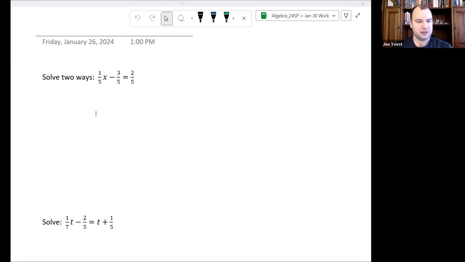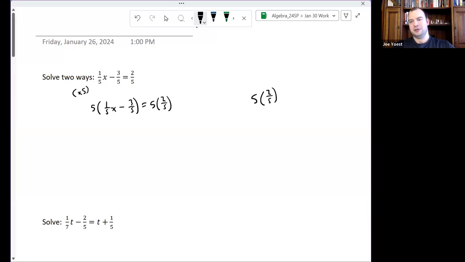There was a question in chat that just popped up. When we multiply by 5, we're just canceling the denominator and we're not multiplying the numerator by 5. Essentially, that is correct. Of course the denominators here are all 5, so we're going to multiply both sides by 5. And we could take something like 5 times 2/5.